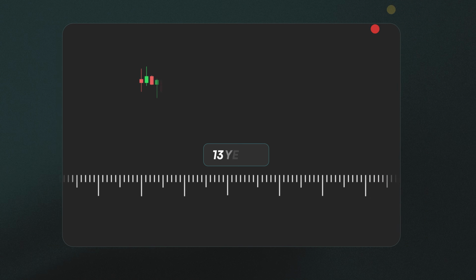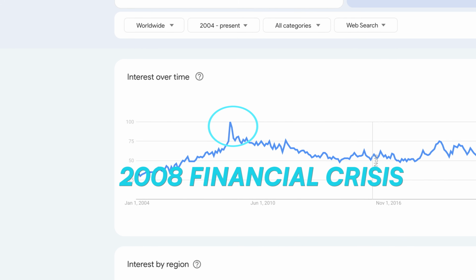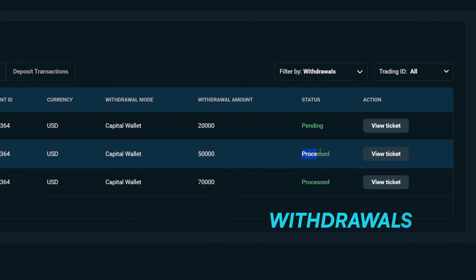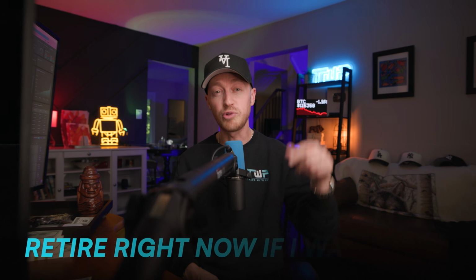I've been trading for 16 years. I started in the 2008 financial crisis when interest in Forex trading was skyrocketing. I've gone from blowing accounts to taking regular profits to buying my first supercar to building my first mansion and being able to retire right now if I wanted to. So I really know what I'm doing.